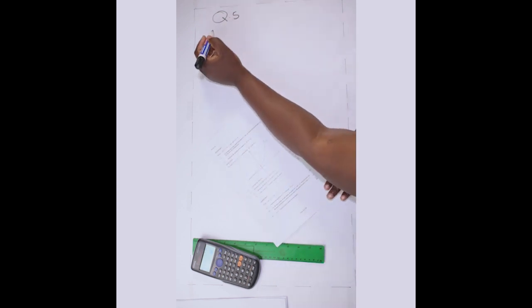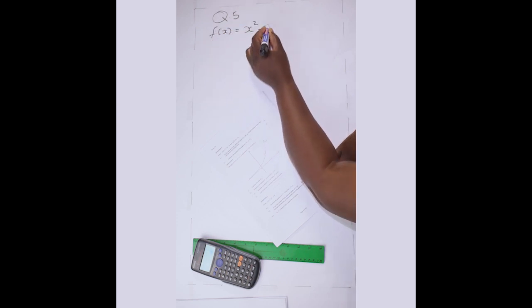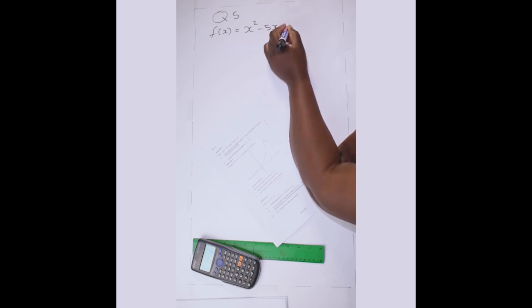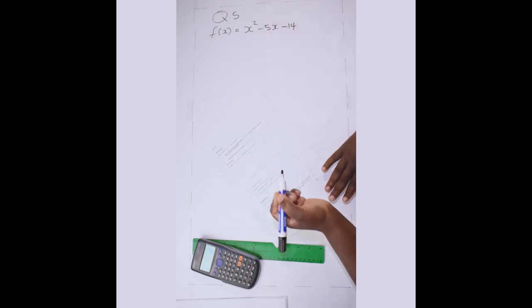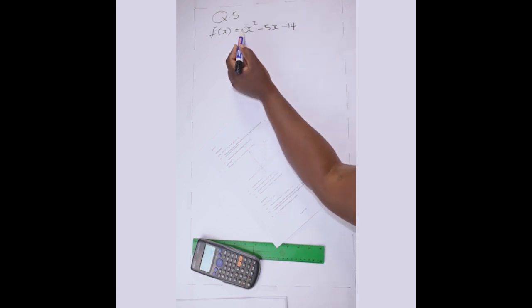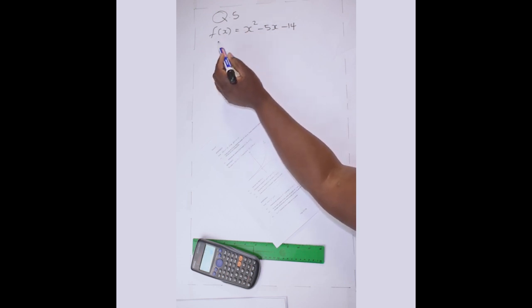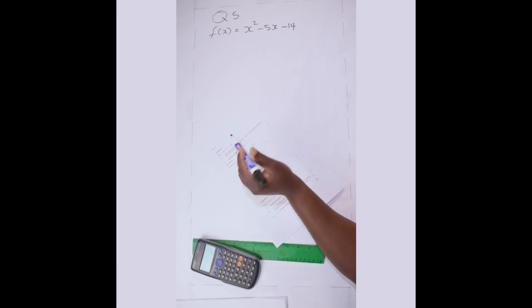The equation given is f of x equals x squared minus 5x minus 14. Now you should have a plan in your mind to say this is a parabolic graph and it has a positive value of a. In that case, it means I'll have a smiley shape. It means that my graph will look up. If it doesn't do that, something is wrong.